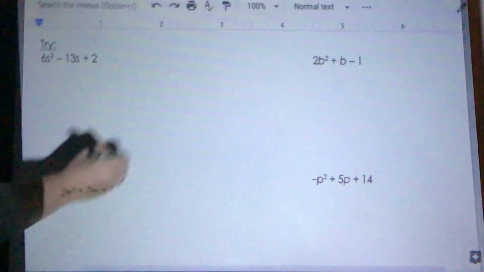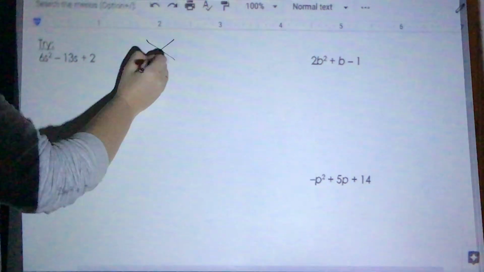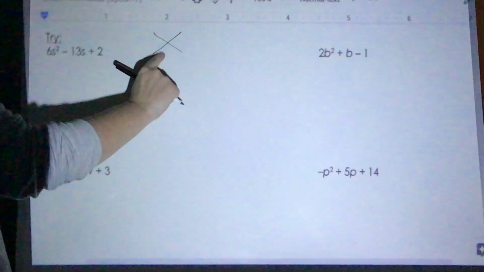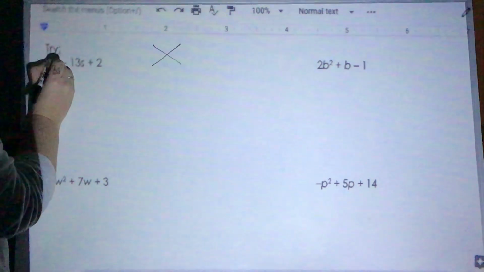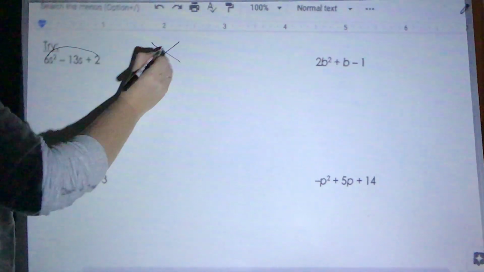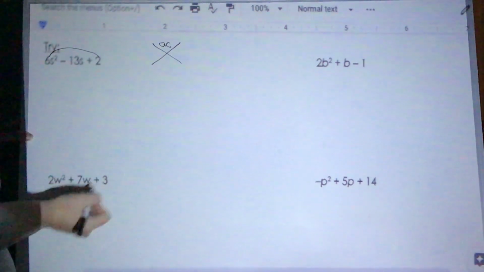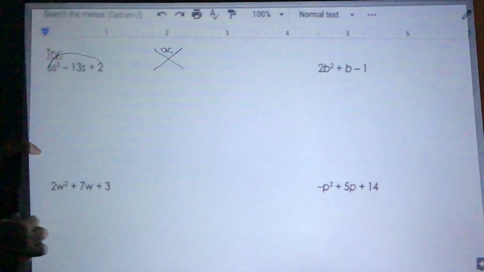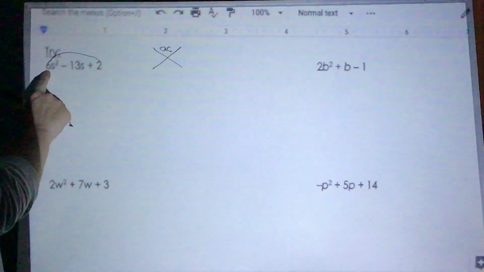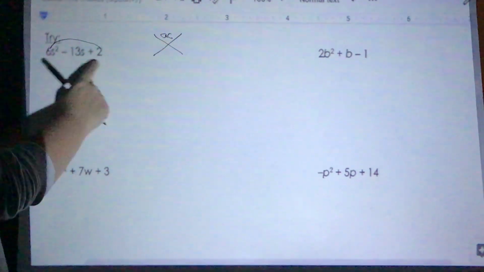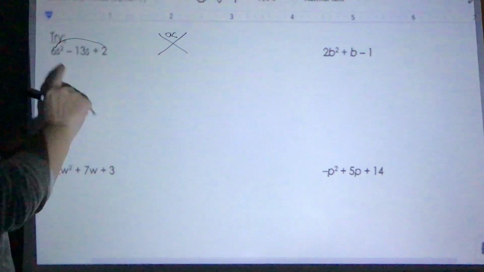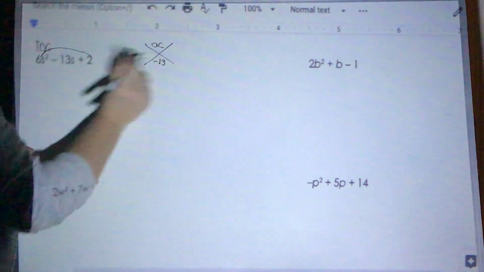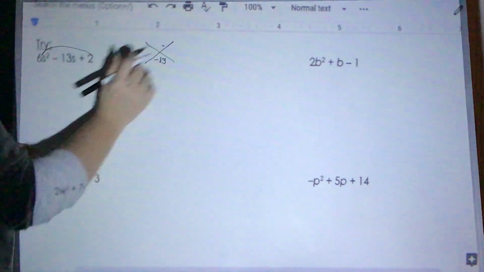So the split method says you still start with your little number puzzle, but instead of putting 2 here and -13 here, we're actually going to multiply A times C. A times C is what goes in the top of your puzzle. That's what went in the top of your puzzle last week, but your A happened to be 1. So you were actually using this method last week. Our bottom number is -13 because that's our B.